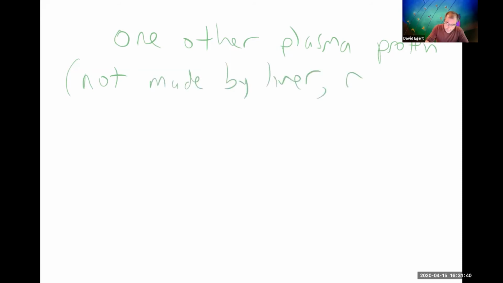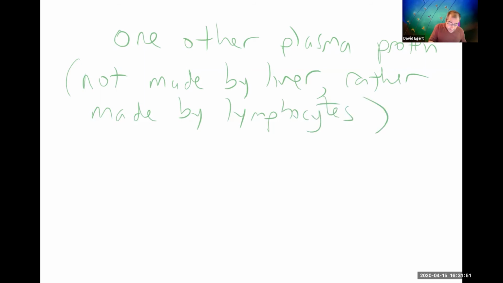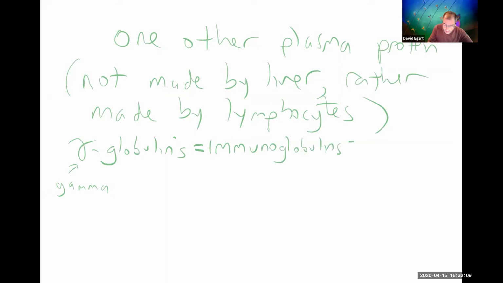Rather, made by lymphocytes. And that is what we can either call gamma globulins. This is gamma. They're also called immunoglobulins. They're also called antibodies.